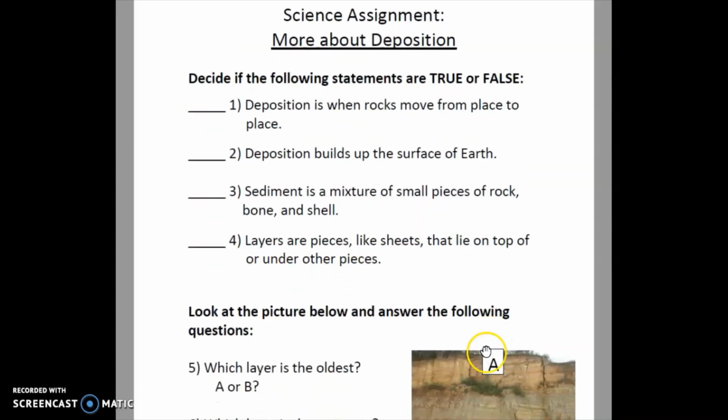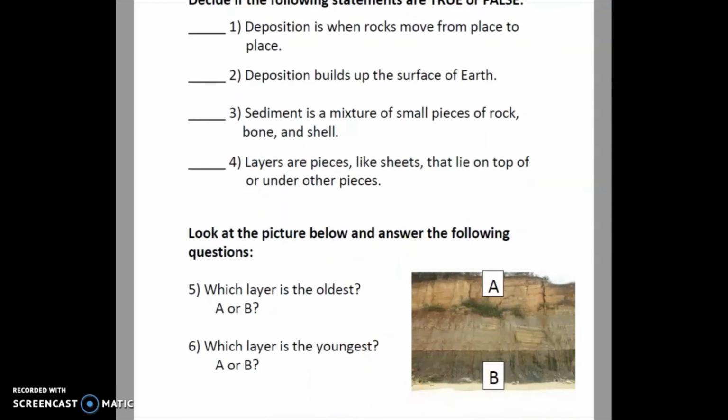Okay, let's keep moving. Here's a picture. Layers of rocks. Look at the picture below and answer the following questions. Which layer is the oldest, A or B? Which layer is the youngest, A or B? Remember, this is A that I'm talking about. You need to tell me if this is the oldest or the youngest. This is B that I'm talking about. Is this the oldest or the youngest layer of rock? That's it for our assignment.